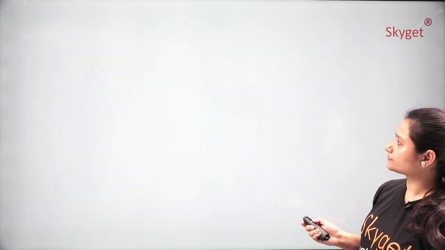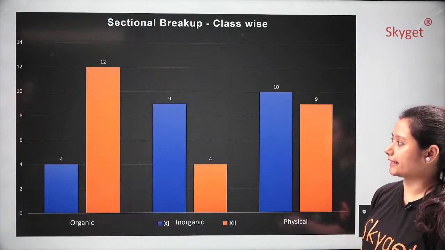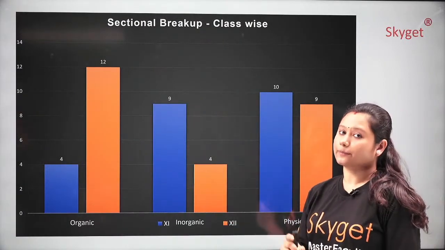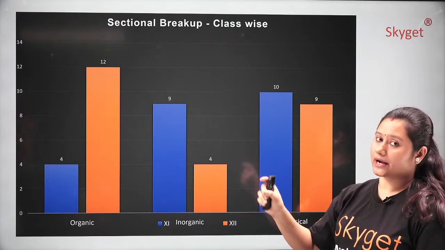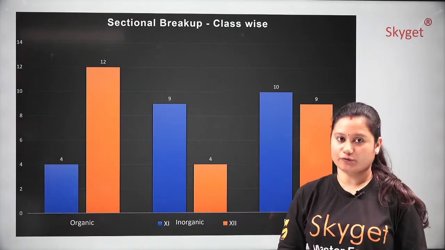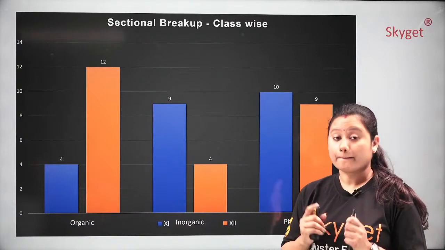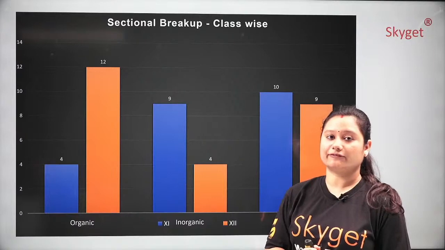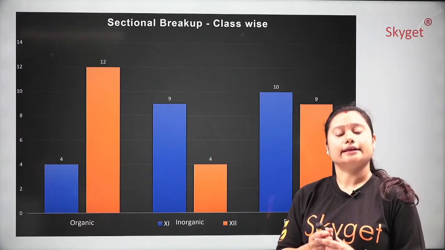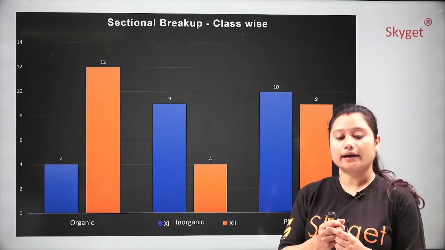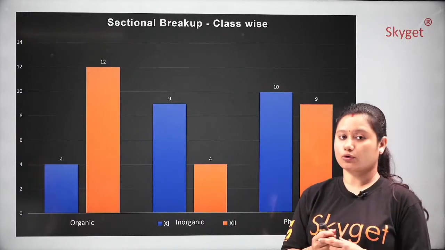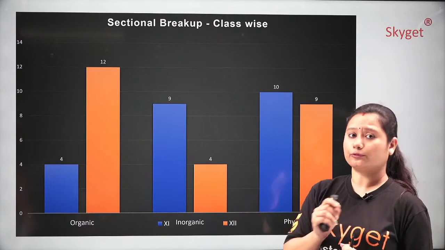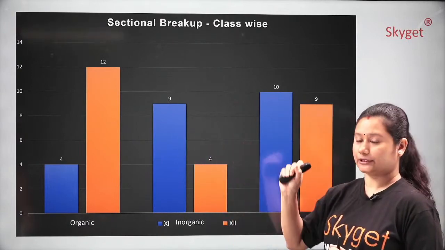Now moving on, have a look at our next slide. Here you can see the graph. You can clearly see the number of questions asked from the 12th part is more in comparison to the number of questions asked from the 11th part. But the important thing is that the questions they have asked from the 11th part are NCERT based and conceptual. So you can't ignore the 11th part, as your concepts develop from there only. So it's very important to give equal importance to the 12th and 11th parts.